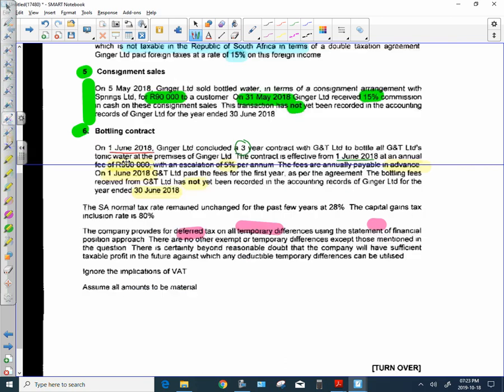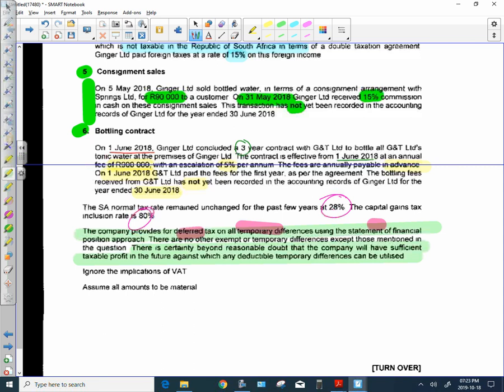Right. And that then concludes the information that they've given me. I have that. And then they give us the sentence in almost every paper. Company provides for deferred tax on the financial position approach. No temporary or exempt, blah, blah, blah. There is a certainty beyond reasonable doubt that the company will have sufficient taxable profit against which any deductible temporary differences can be utilized. All that's saying to you is if you have a deferred tax asset in any given year, you can recognize it because you expect to have profits in the future. You guys happy with that?